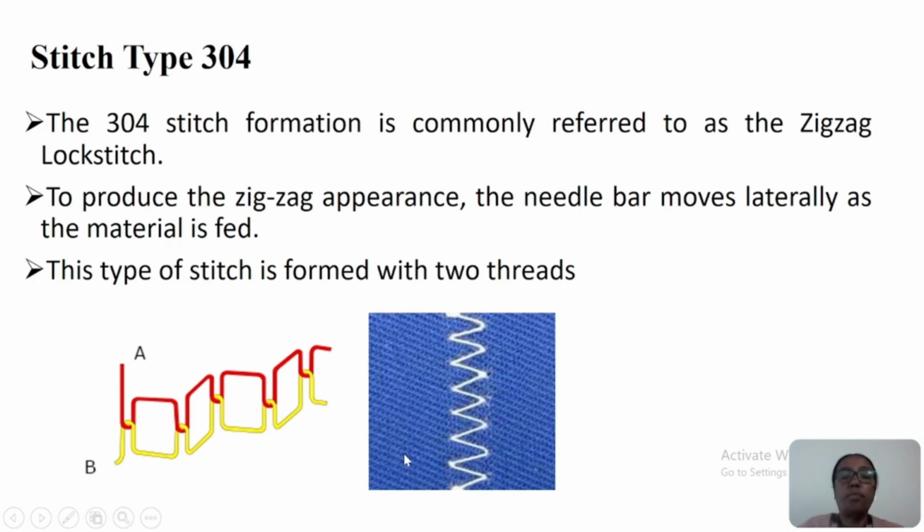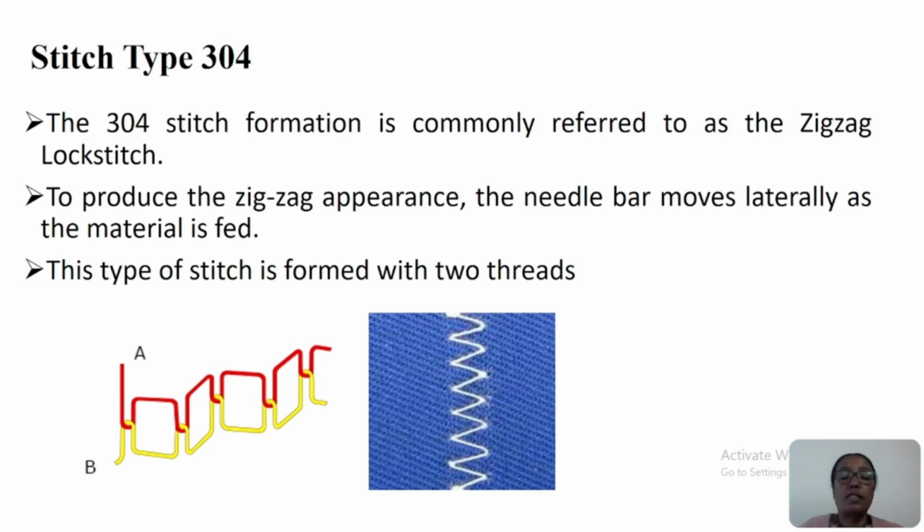To produce the zigzag appearance, the needle bar moves laterally as the material is fed. This type of stitch is formed with two threads. Most of the time, lock stitch types or classes use only two threads because this stitch has only one bobbin. So the lower thread travels through the bobbin, using the upper and the lower thread, A and B. So these are only two threads.